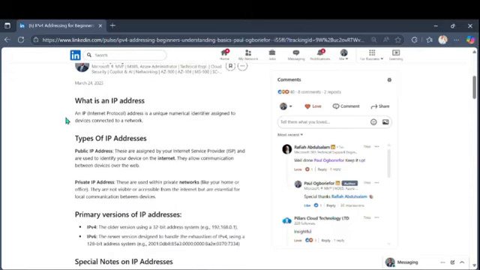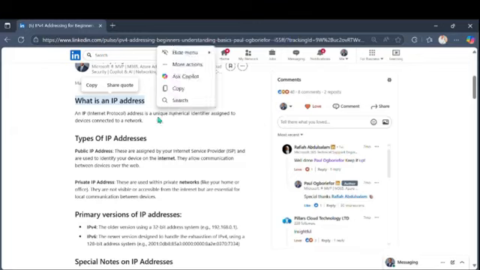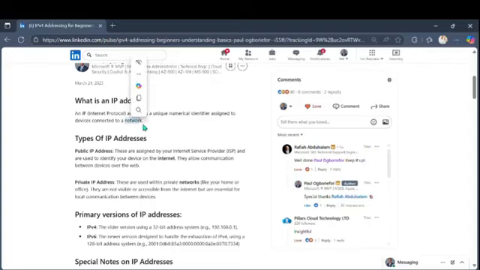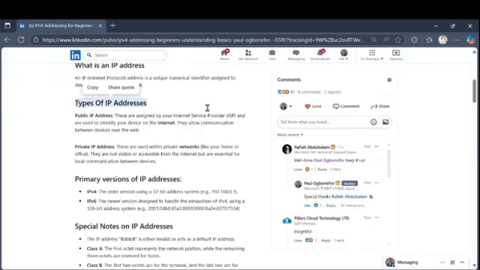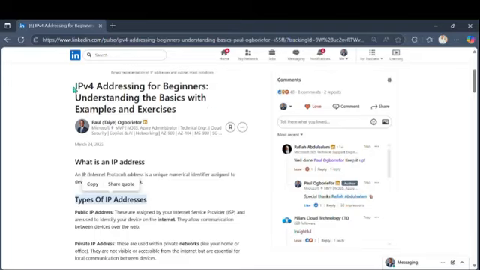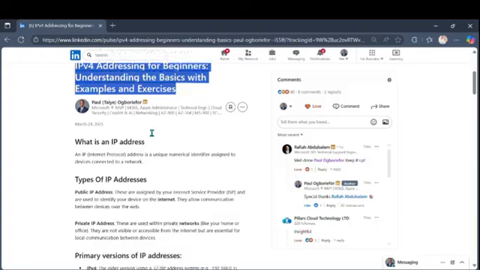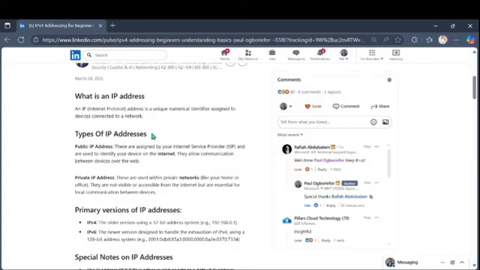So what is an IP address? Like we've rightly defined, it is a unique numerical identifier assigned to devices connected to a network. So there must be a network in the sense of IP addressing. And don't forget, we are discussing networking and subnetting, so we are starting with IP address. Then we have the types of IP address: IPv4 and IPv6. This topic says IPv4 addressing for beginners, so we'll be focusing more on IPv4.